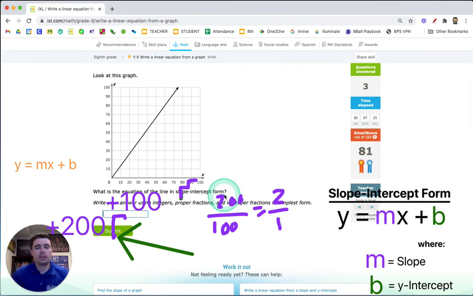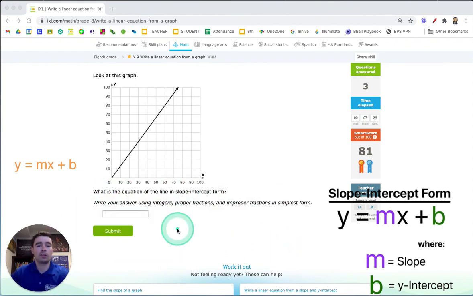Okay, so here's the first one that I'm going to show us that's a little bit more difficult. The procedure is going to remain the same anytime you have a graph and you want to get the equation for that line. If it's a linear graph and you want the equation, start with y equals mx plus b.